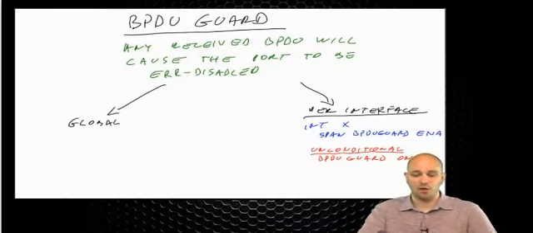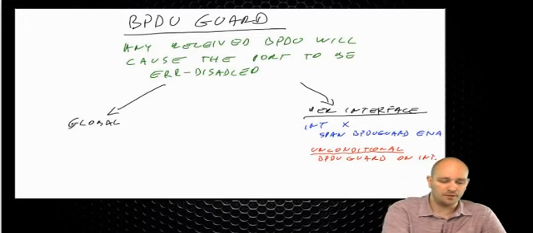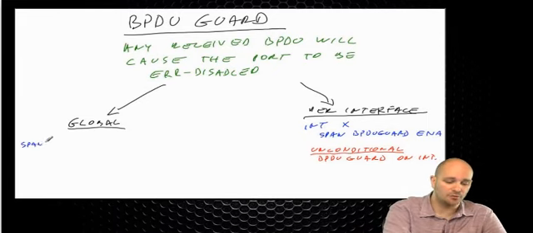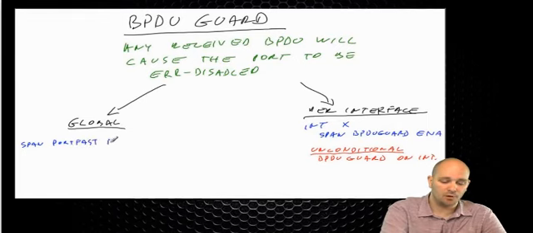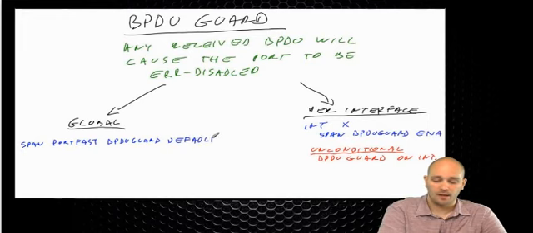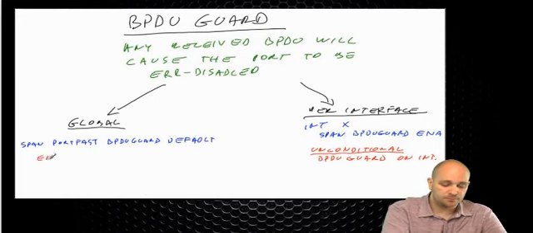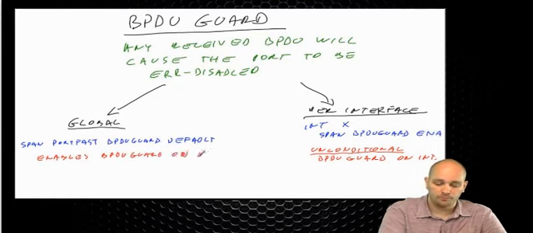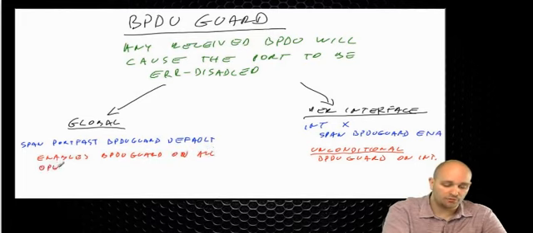Now let's take a look at the globally configured BPDU guard. The configuration for that is in global configuration mode: spanning-tree portfast bpduguard default. What this does is enable BPDU guard on all operational PortFast ports.